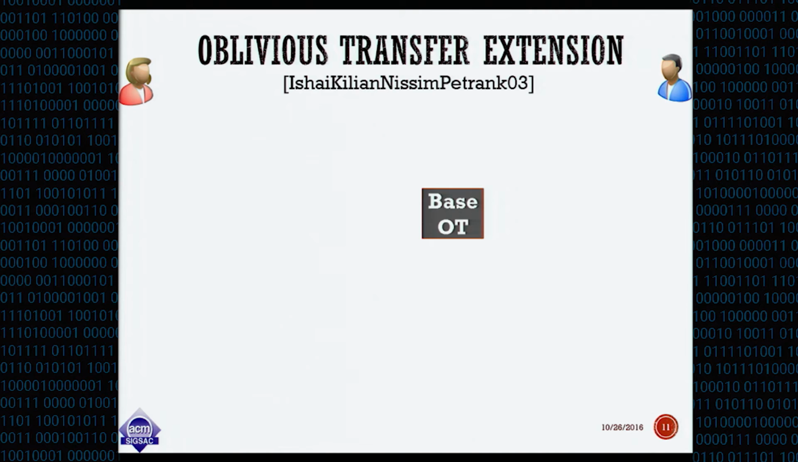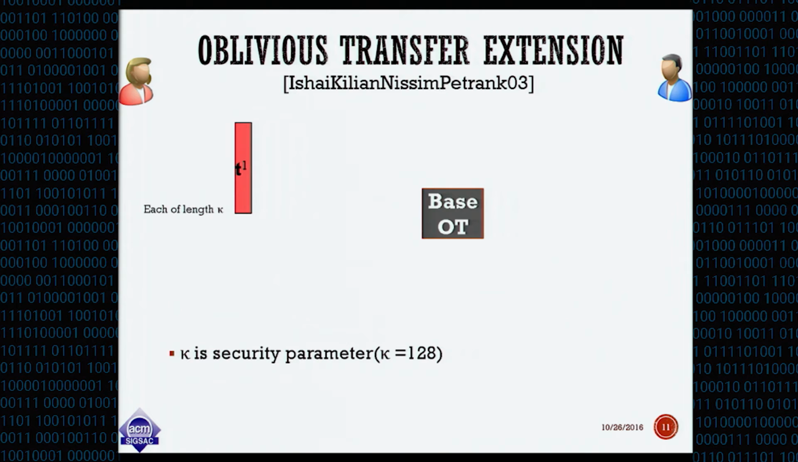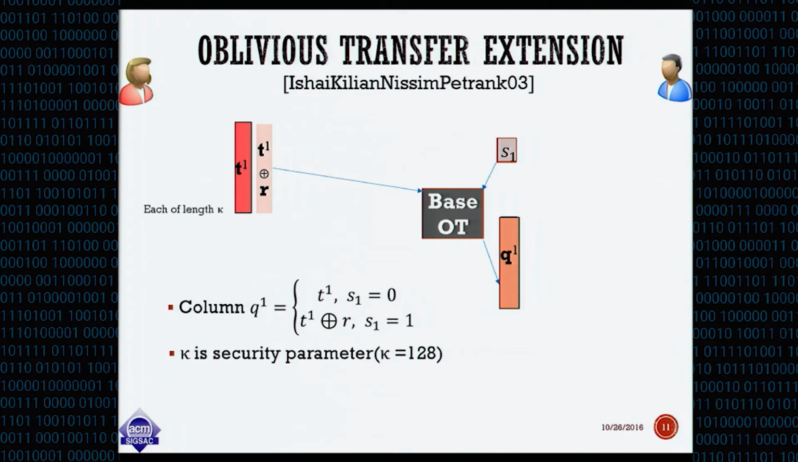in 2003. The main idea is that in the base OT, Alex chooses a random k-bit string T1 and computes another string, T1 XOR R. On the other side, we have Bob. He has a one-bit string S1. If S1 equals 0, Bob receives the first column, T1. If S1 equals 1, Bob receives the second column, T1 XOR R. So Bob will receive a Q1, and its value depends on his choice bit S1.